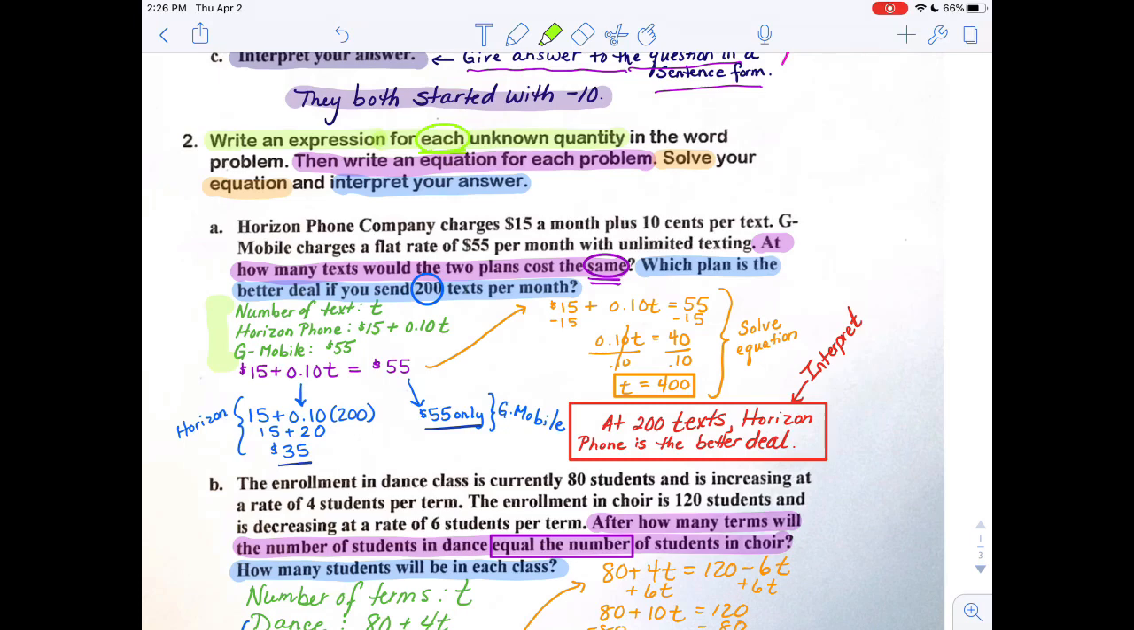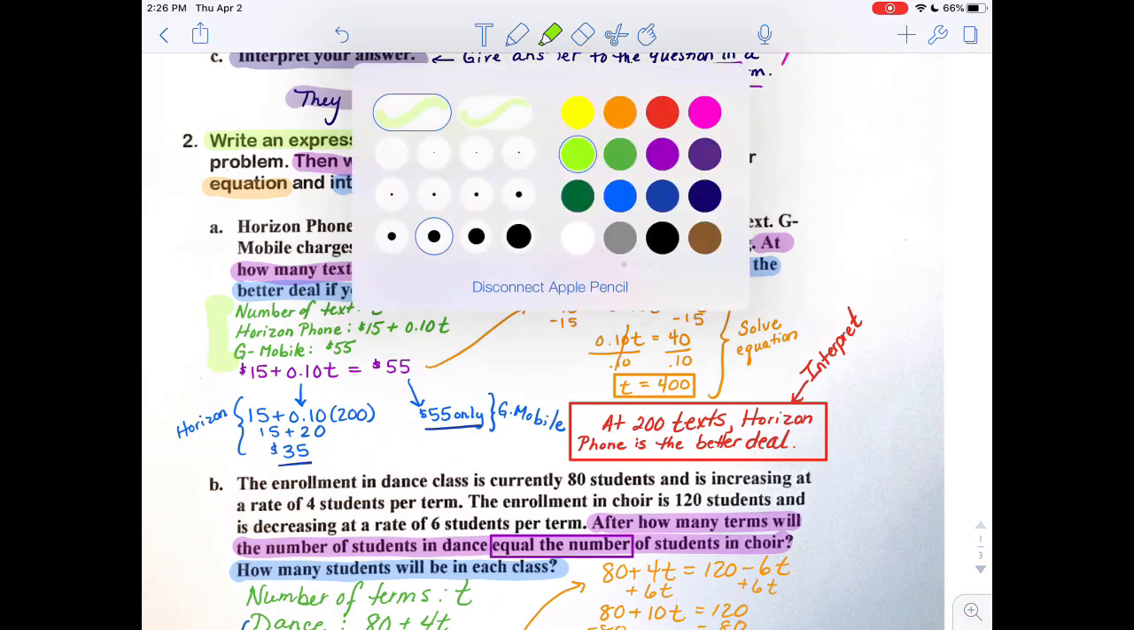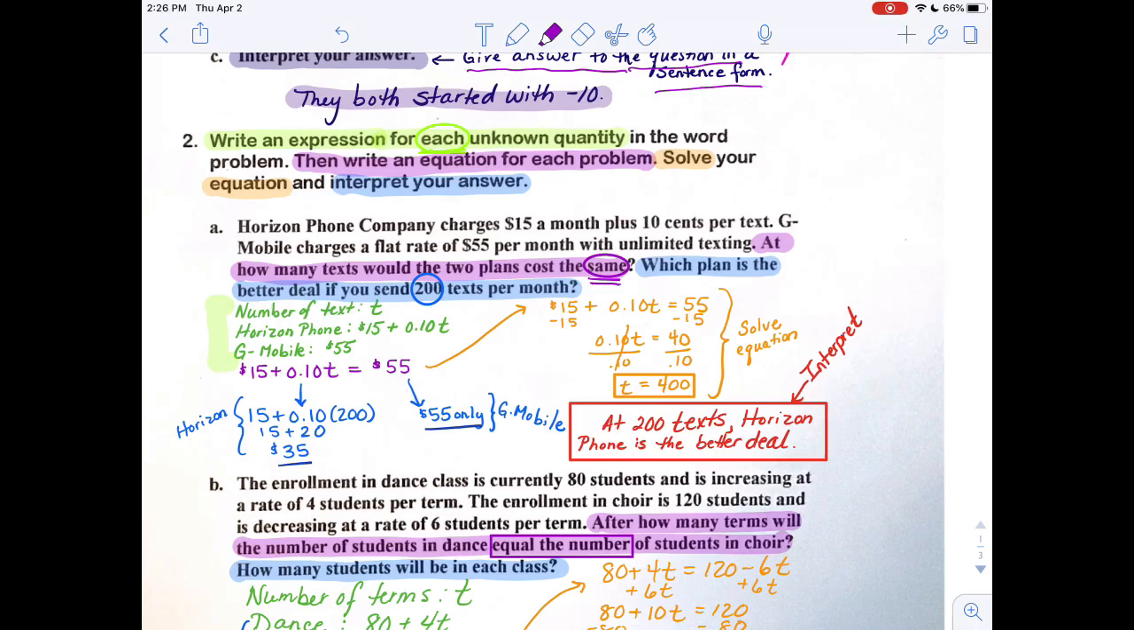What is the variable you're going to be using? How is it relating to Horizon Phone? How's it relating to G-Mobile? And then writing the equation. So notice in that purple line right here, it's actually asking for you to see how many texts would the two plans cost if they were the same. So again, that's where that equal sign is coming into play. And then I'm giving my Horizon Phone and making sure it was the same as G-Mobile. And there's my equation that I'm going to solve.